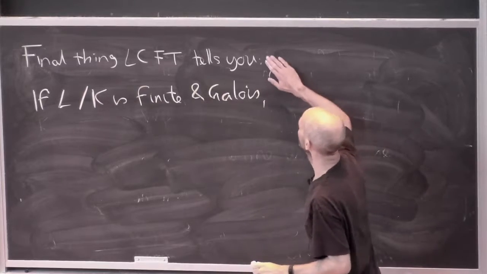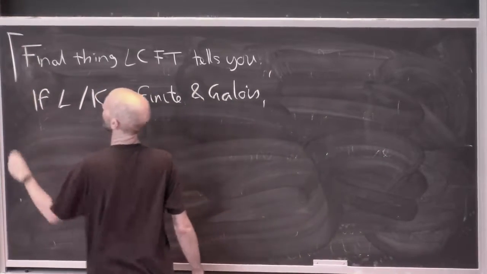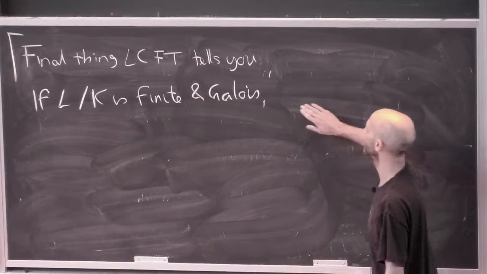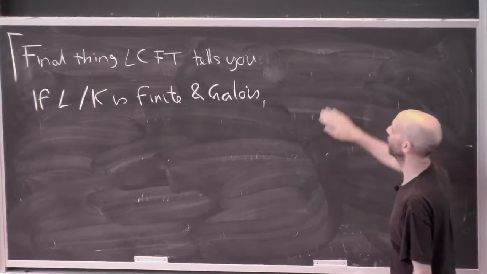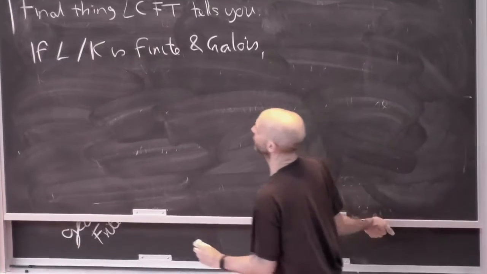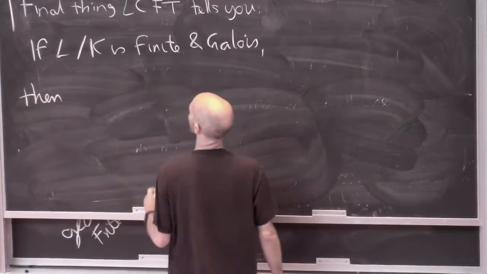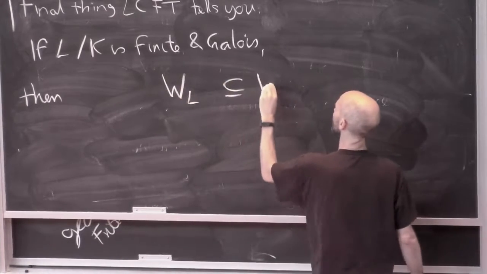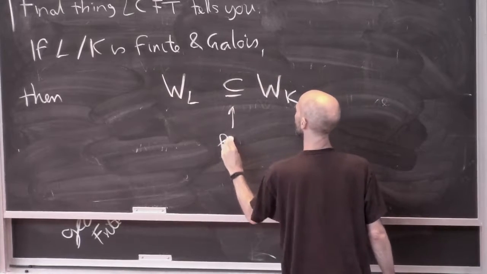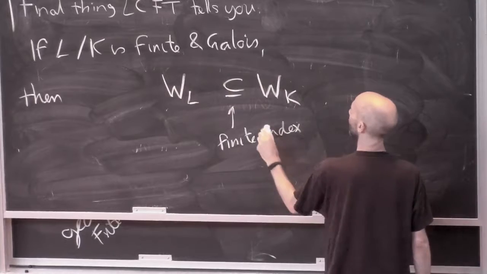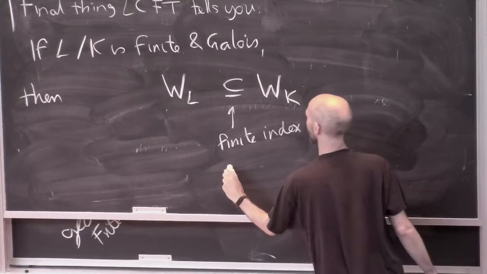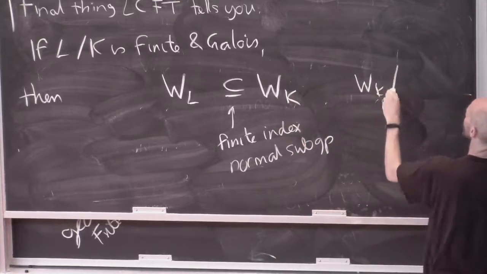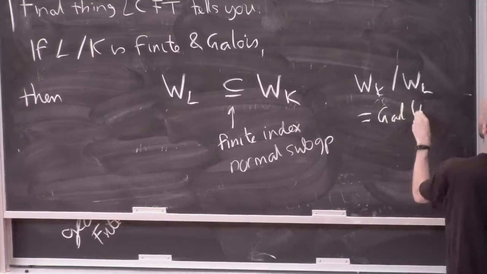this is something we won't need at all, but I'm rather hoping that I'm going to tell you enough to cover you for class field theory for the rest of your life, and you might find that one day you'll need this statement. If L over K is finite Galois, then we have W_L living in W_K, and this is finite index. Since L over K is Galois, this is a normal subgroup. And the quotient W_K over W_L is just canonically Gal(L/K).